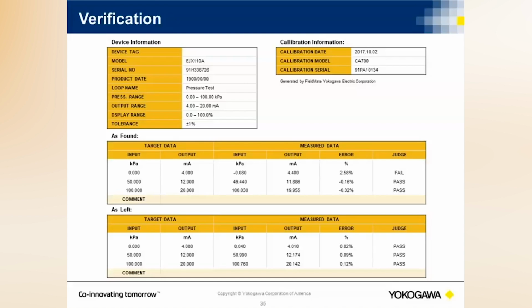As you can see here, the transmitter failed at 0 kPa. Its measured data was 2.58%, which is above the 1% tolerance that we had set. We then performed adjustments on the transmitter and then performed the as-left test. And you can see here, the results are much better.